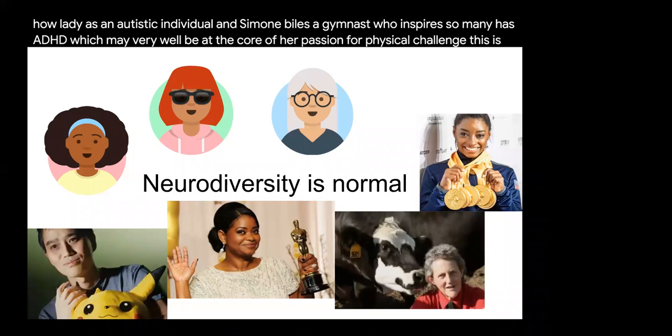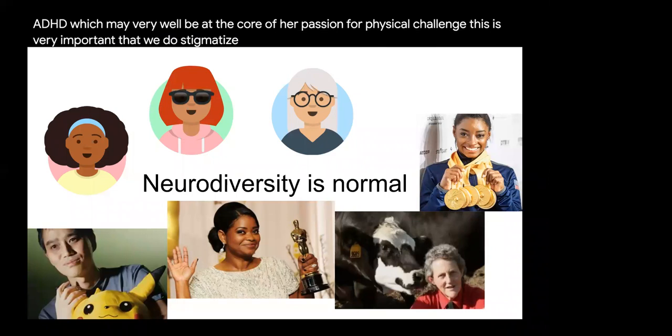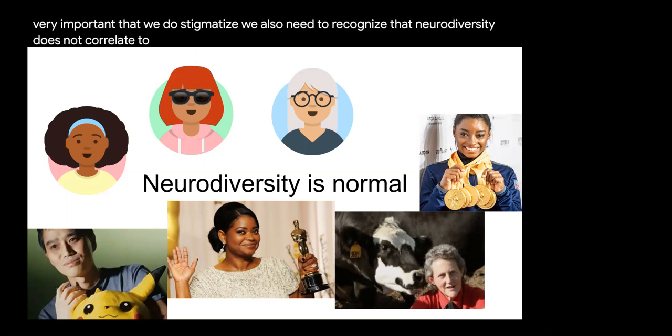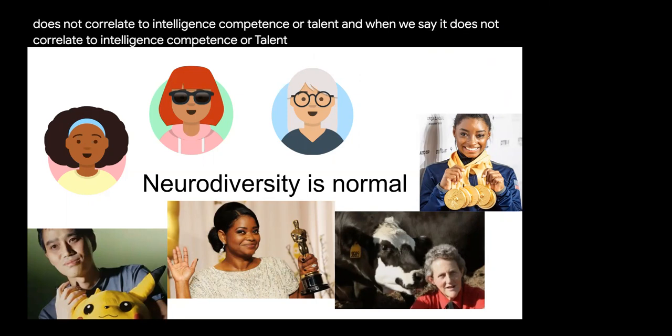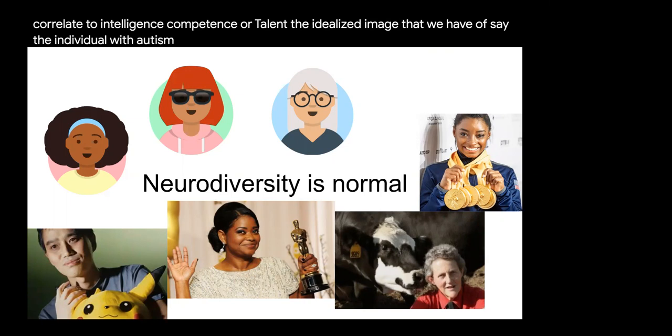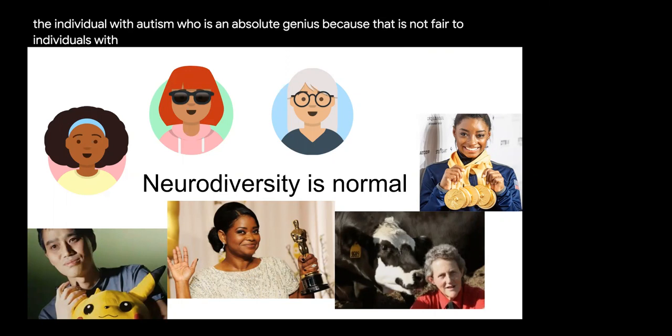So it's very important that we destigmatize. And we also need to recognize that neurodiversity does not correlate to intelligence, competence, or talent. And when we say it does not correlate to intelligence, competence, or talent, we also need to let go of the idealized image that we have of, say, the individual with autism who is an absolute genius, because that is not fair to individuals with autism.